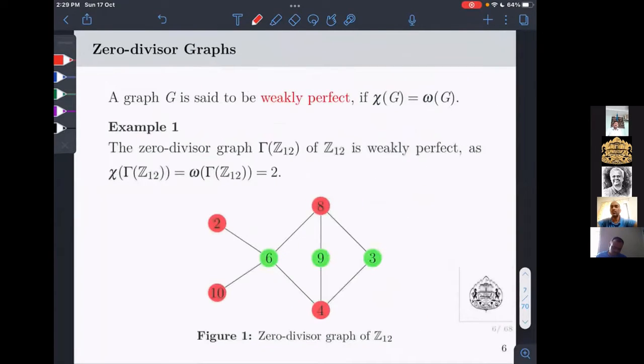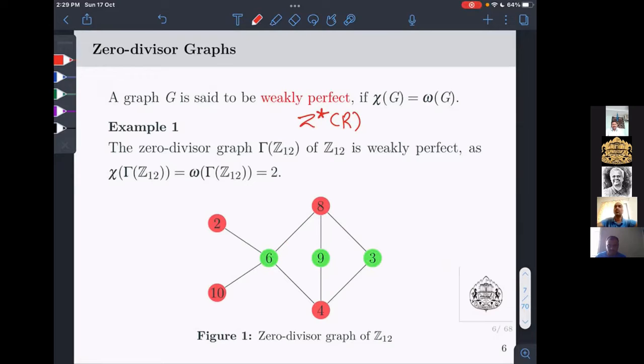Let me again go back to the zero divisor graph. If I consider the zero divisor graph of Z12, what is my vertex set? The set of all non-zero zero divisors. And what are the non-zero zero divisors? You can see that 3, 6, 9 is there, 2, 4, 8, and 10, and this is what the graph is.